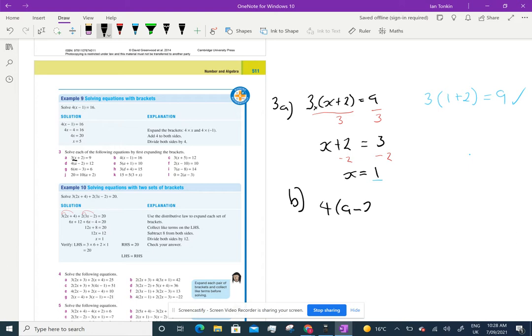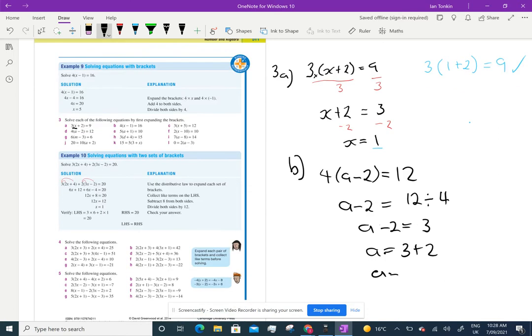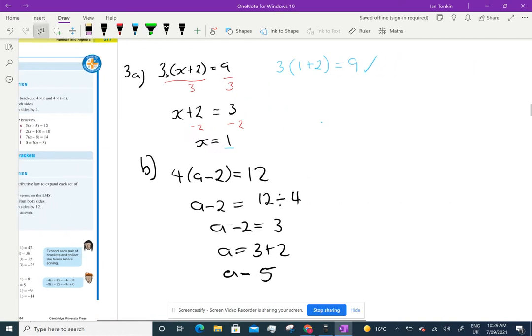4 times (a minus 2) equals 12. Again, divide by the 4. Now I'm going to do it the other way. I'm just going to say, okay, a minus 2 equals 12 divided by 4. So a minus 2 equals 3. Now I'm going to add the 2. a equals 3 plus 2, which equals 5.